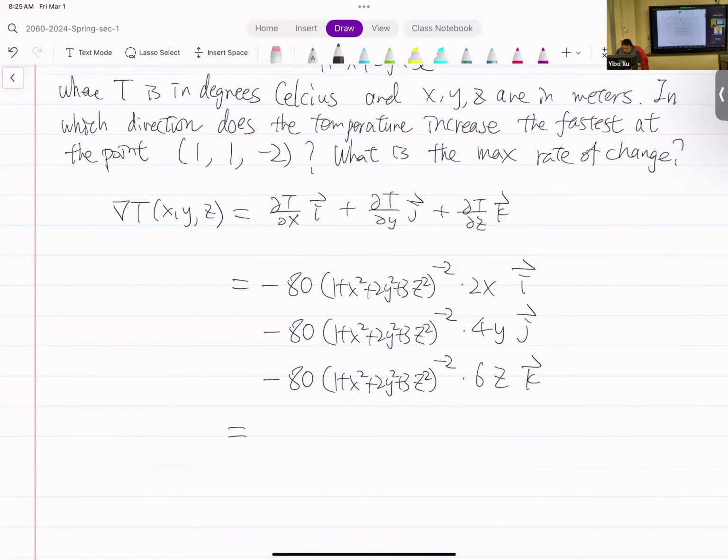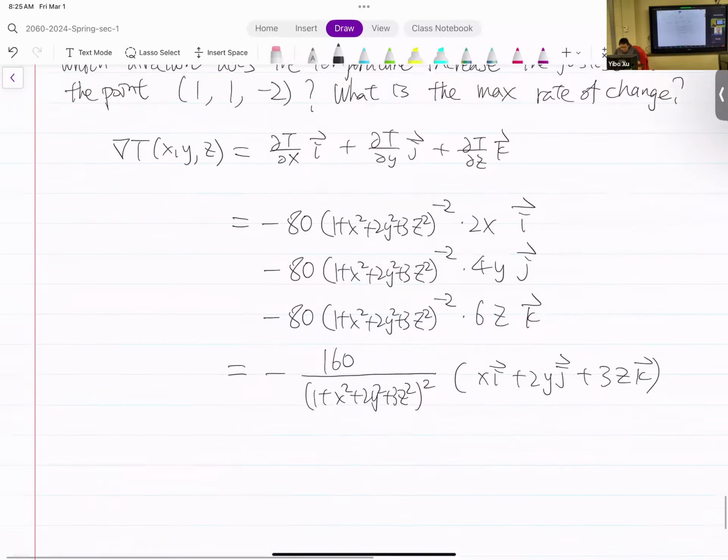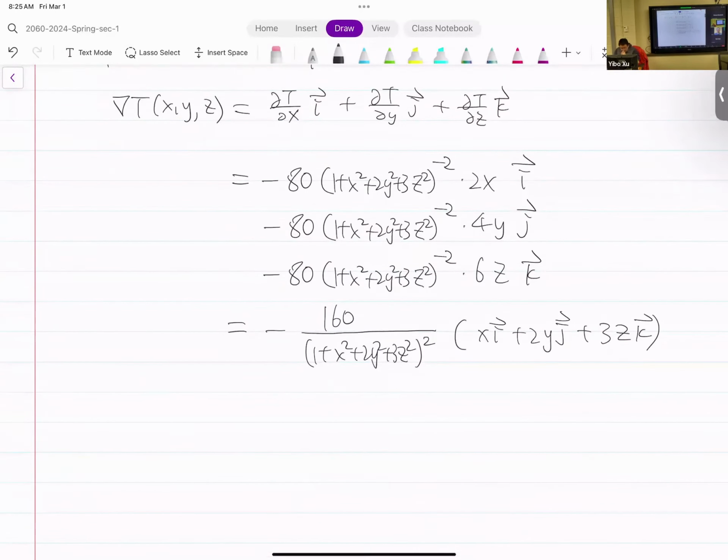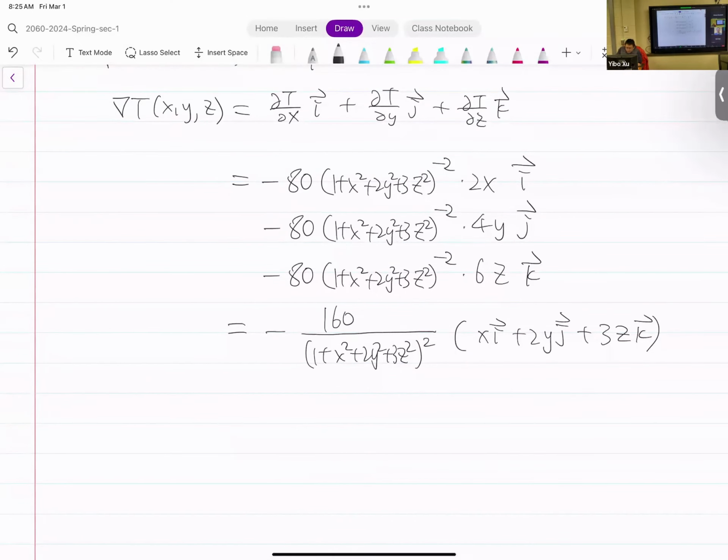If you want to write it out, this is a negative. So 2 times 80 is 160 over 1 plus x squared plus 2y squared plus 3z squared, all squared. I factor the 2, so the vector here is going to be xi plus 2yj plus 3zk. So now we do know the gradient at any point x, y, z.